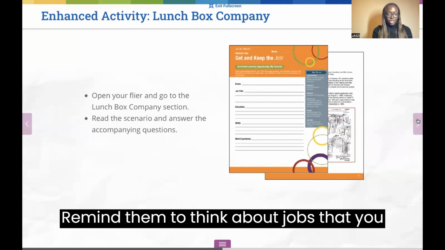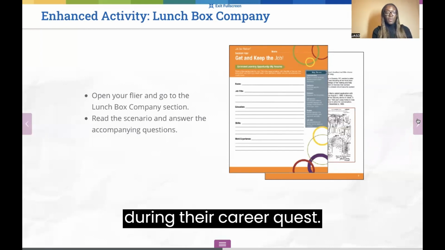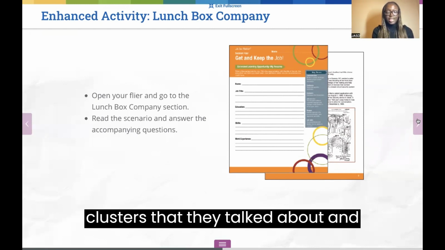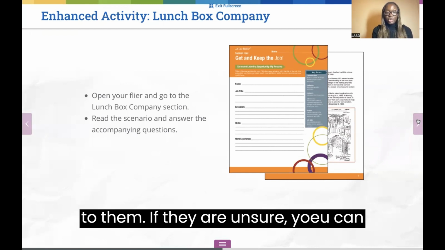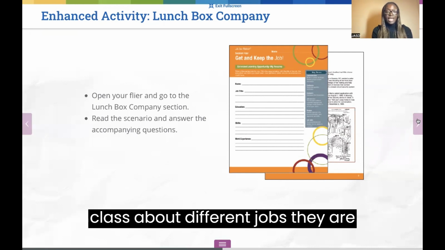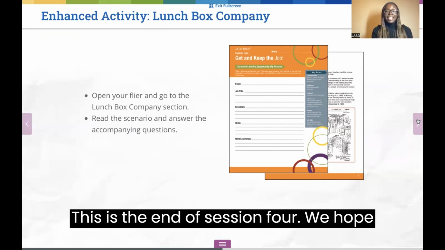Remind them to think about jobs that you talked about in the previous session during their career quest. So think through those different career clusters that they talked about and what was the job that really stuck out to them. If they are unsure, you can begin having conversations with your class about different jobs they are interested in as time allows. This is the end of session 4.